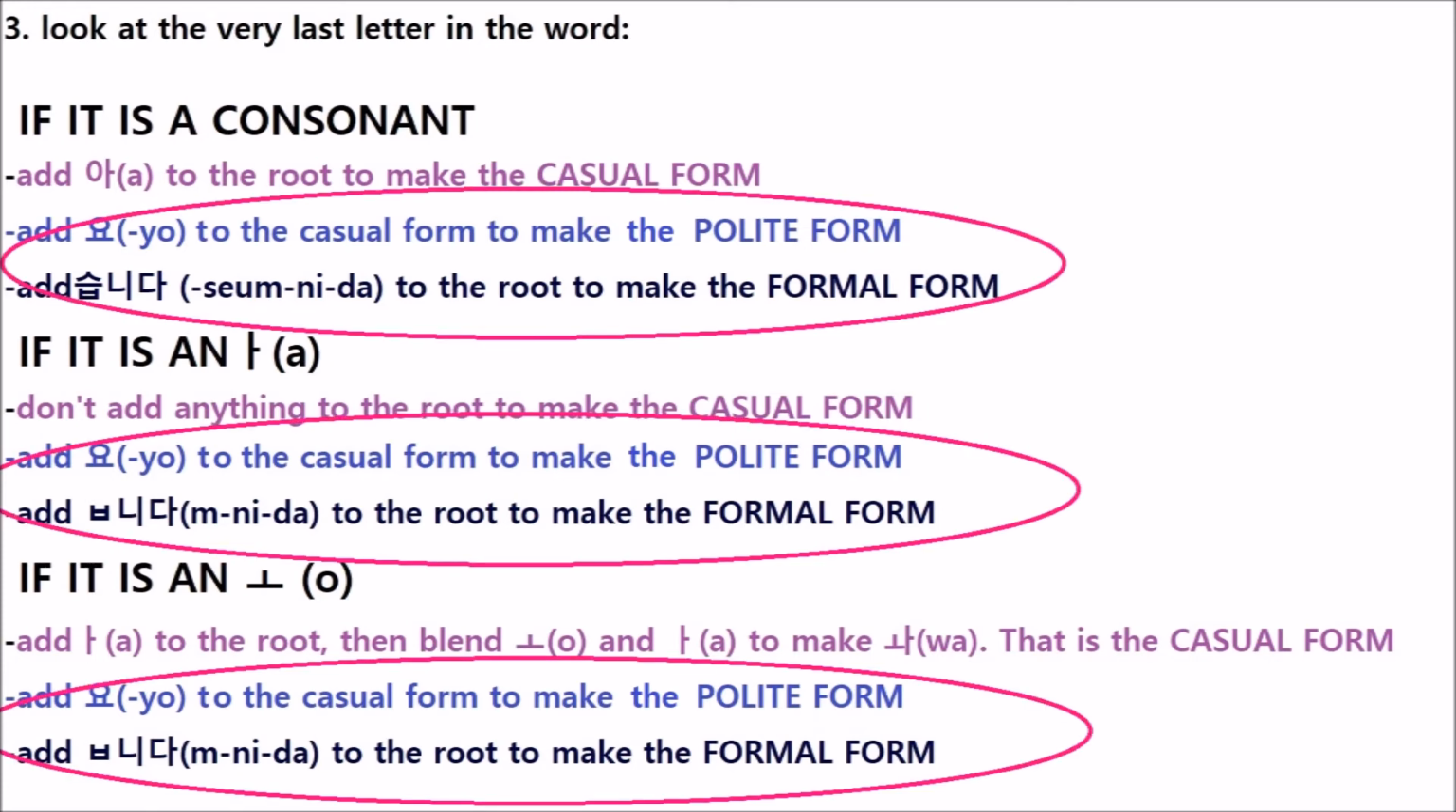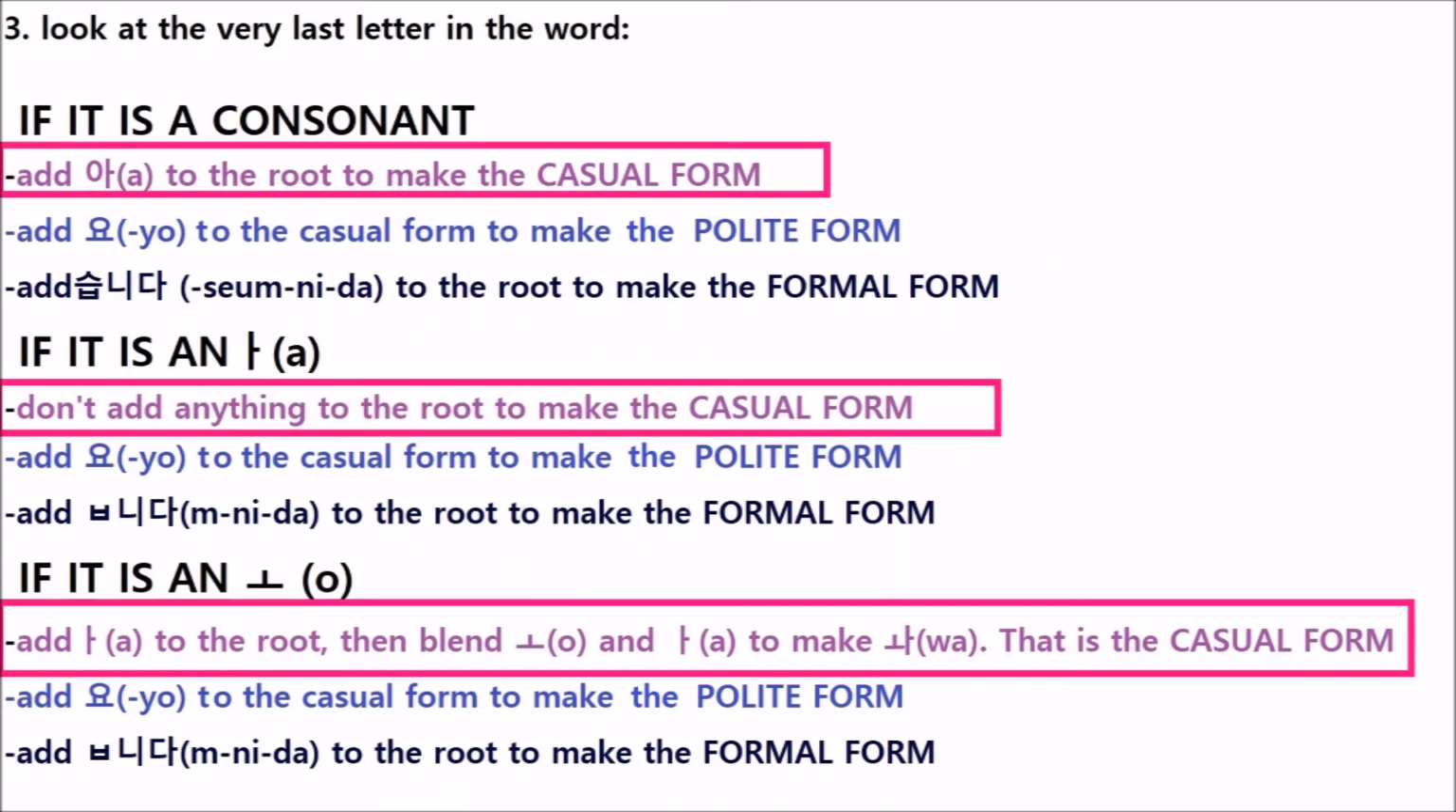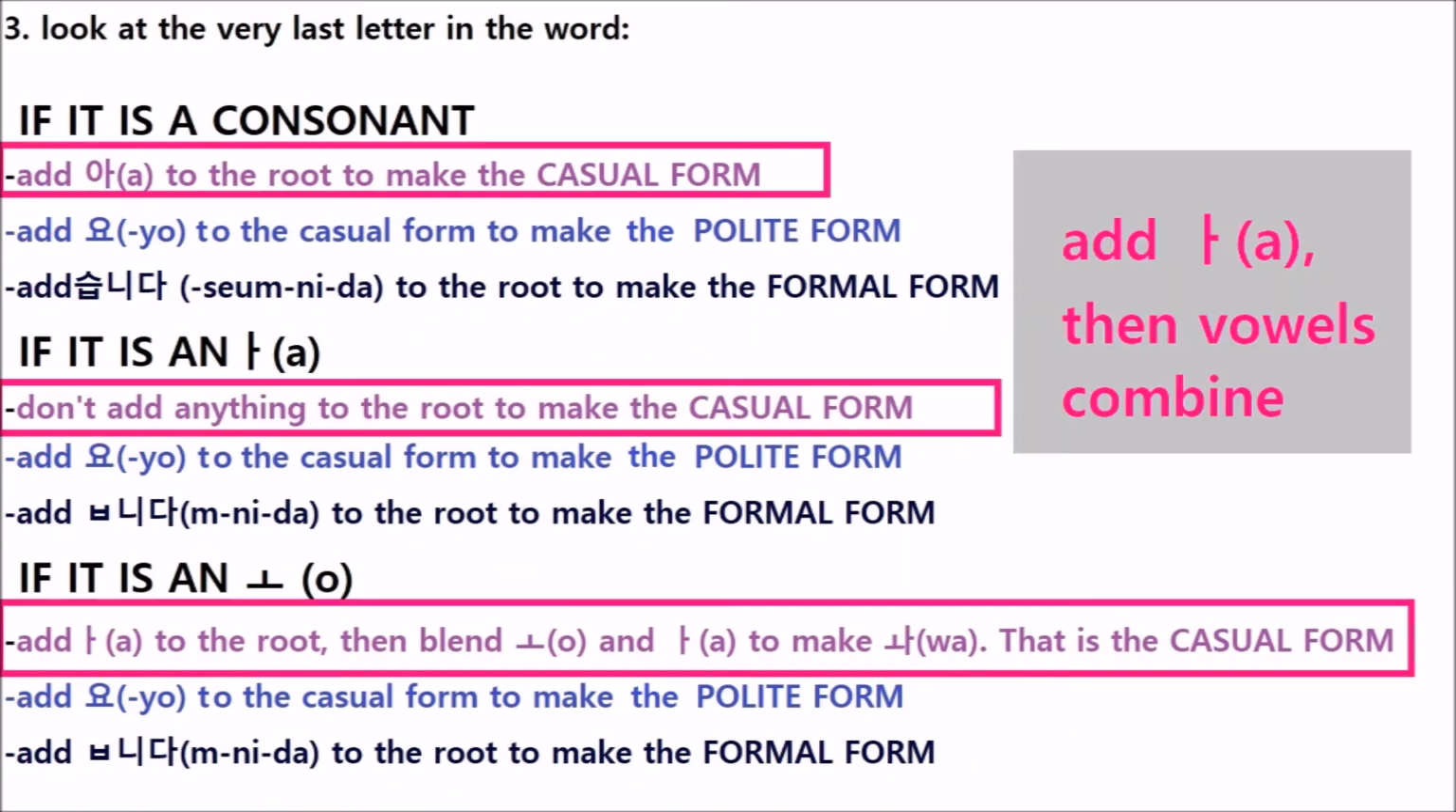As you can see, making the polite and formal forms is virtually the same. And making the casual forms is similar too. You're just adding "a" to the root and then vowels combine. Now let's move on to using these verbs to make two-word sentences.